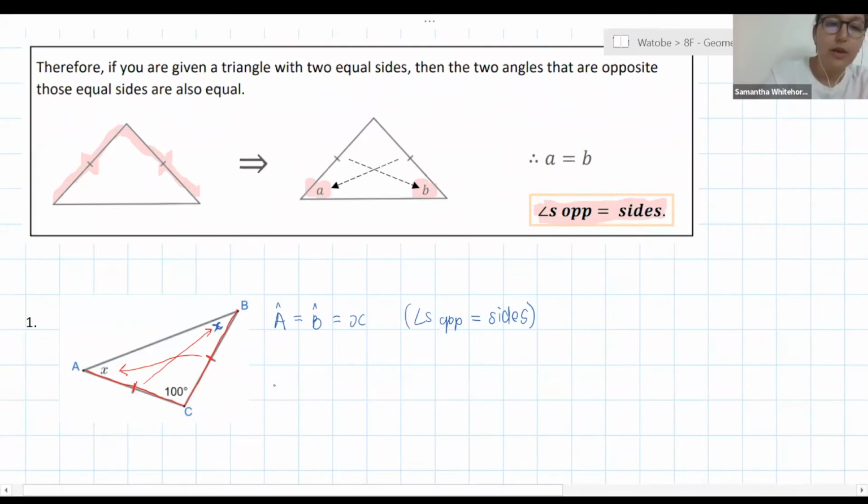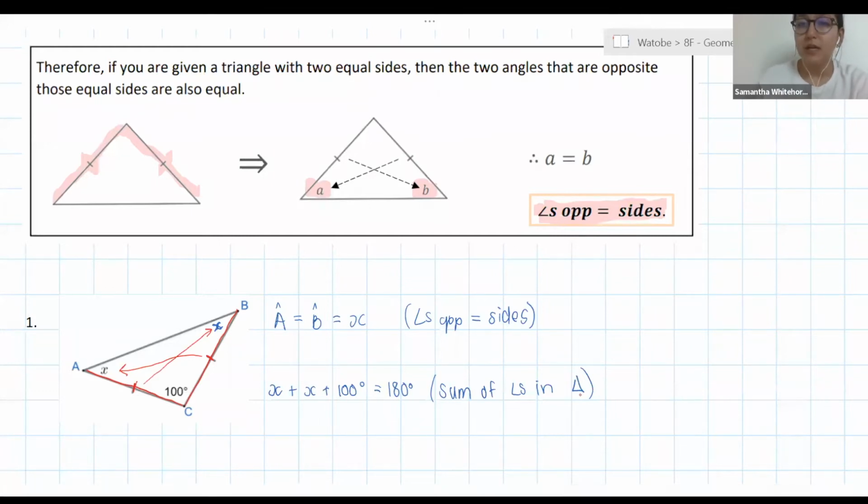Because now I know that when I take x plus x plus 100, I must get 180 degrees. And that was the first reason that we dealt with, the sum of angles in a triangle. And what we need to start getting used to, guys, is being able to do these multiple reason answers in geometry. Sometimes it'll be a nice, easy one where it's just one answer, one reason, but often we'll have to do multiple steps in order to get our answer. So we need to start getting comfortable with using multiple reasons.